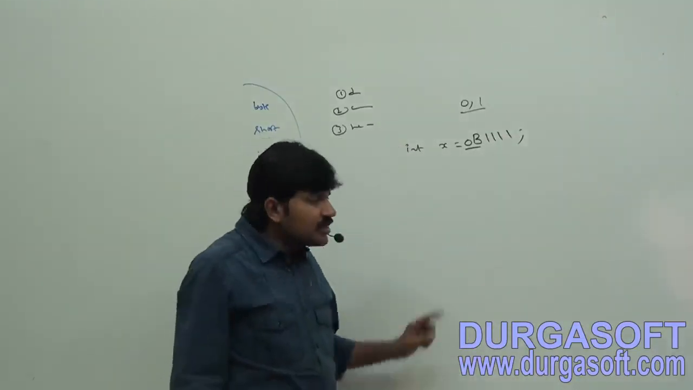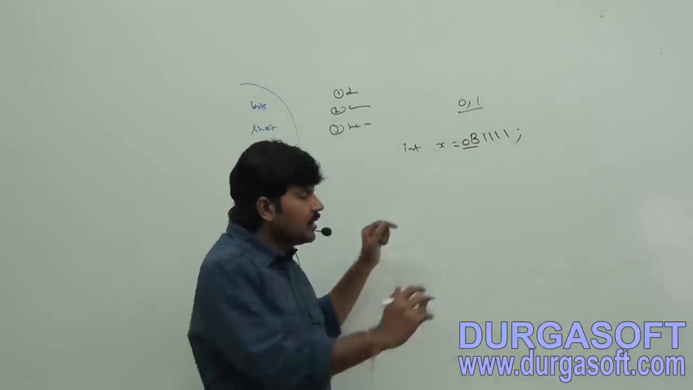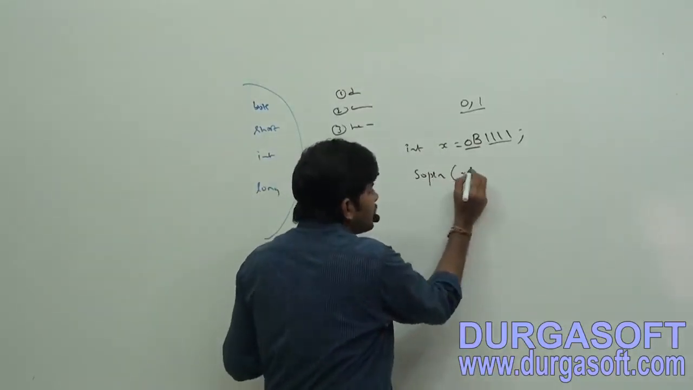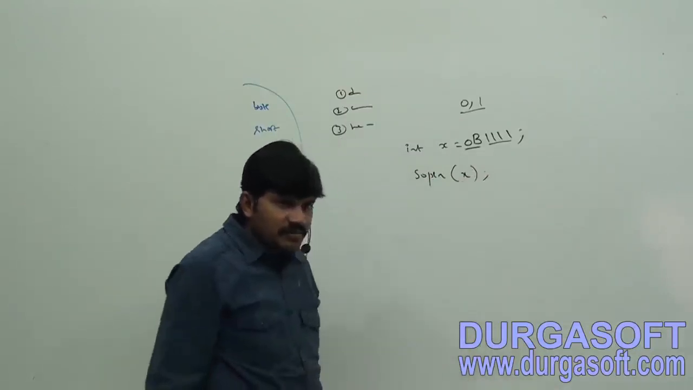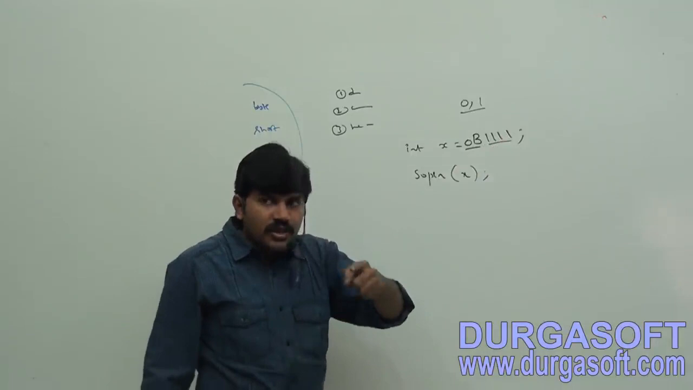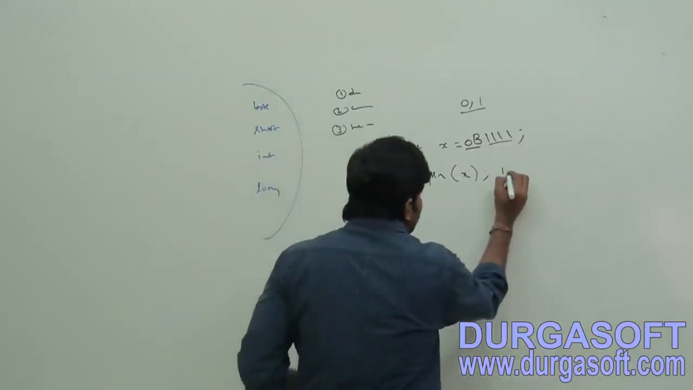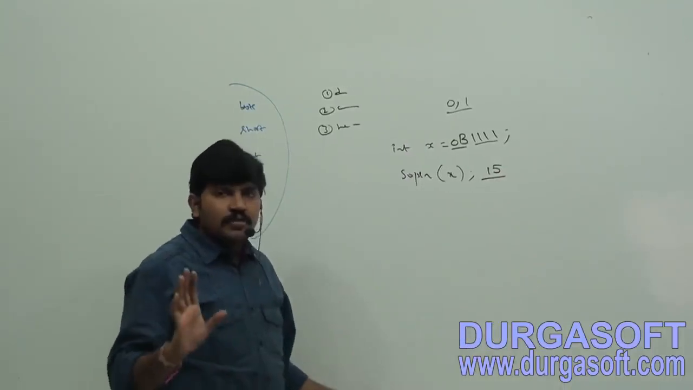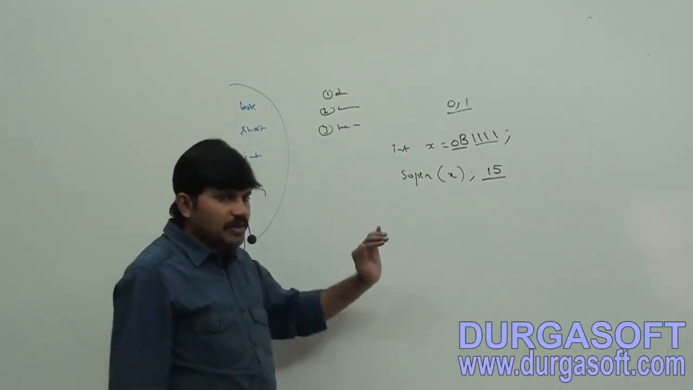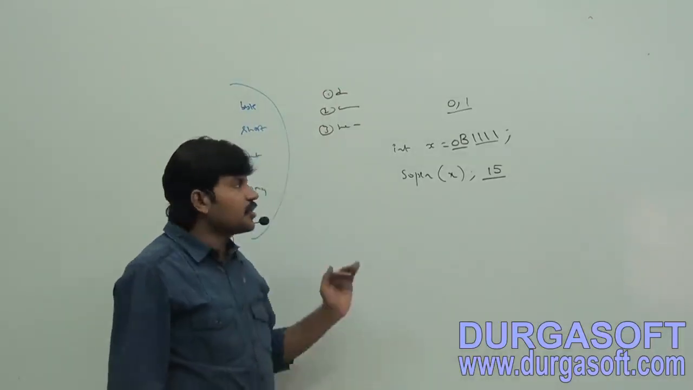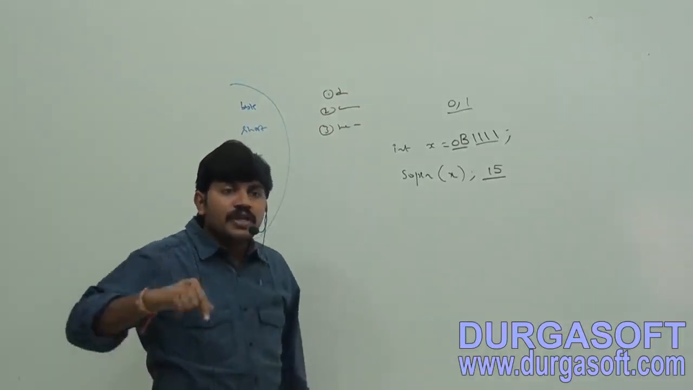If a number is prefixed with 0b, it is binary. If I print SOP of x, can you tell what the answer is? The binary number is converted to decimal, and that decimal value we are going to get. What is the answer? 15. Four ones is nothing but 15. So until 1.6 version only three ways, but from 1.7 version onwards we can specify literal value even in binary form also.